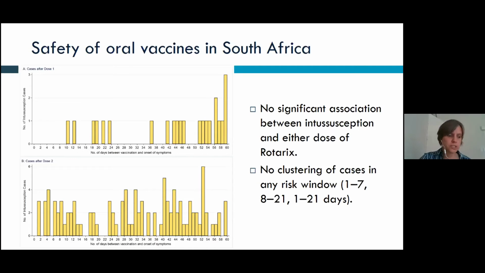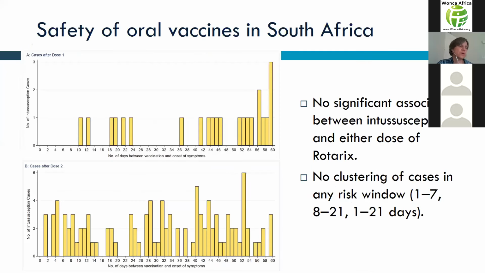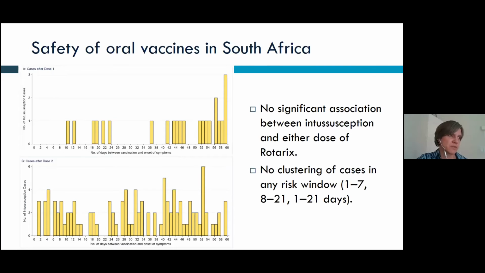So I think this is really just positive in terms of the vaccine that we have and in terms of the risk benefits, that definitely we are seeing dramatic decreases in hospitalizations from rotavirus, and that we haven't seen the same risk of intussusception that has been seen in some of the other high income countries. And so the vaccine really is safe and continues to be of benefit.